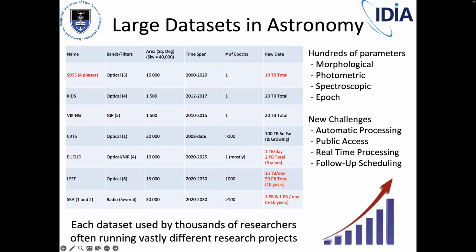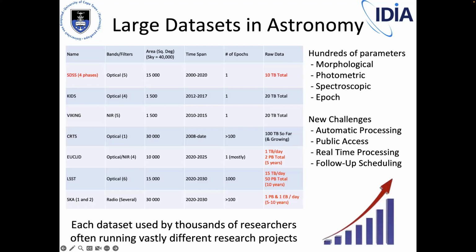By now, I've already given you a bunch of mind-boggling numbers. This is a quick summary of where we are with some of the upcoming projects. Euclid is a space mission that is going to launch in July with a SpaceX rocket, actually, and it's meant to produce 1 terabyte per day. LSST will start next year on the ground and is likely to produce something like 15 terabytes per day. And with SKA phase 1 and phase 2, I'm putting up a very tentative number of 1 petabyte and 1 exabyte per day.